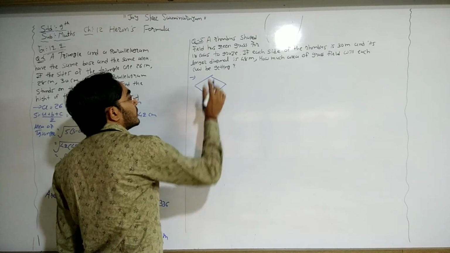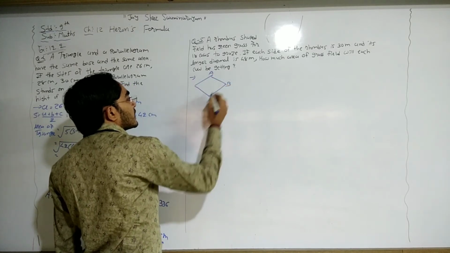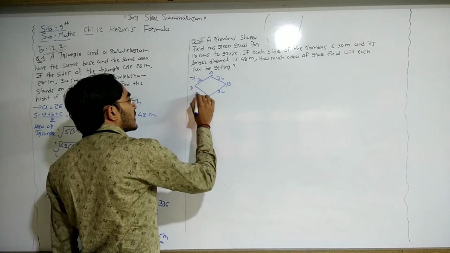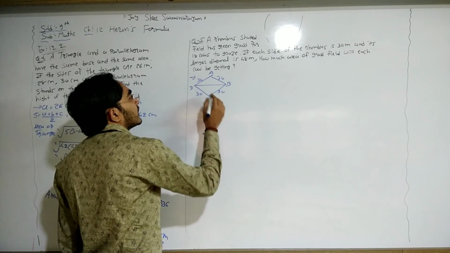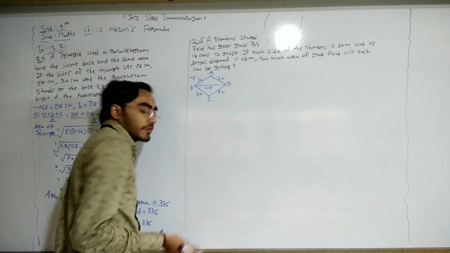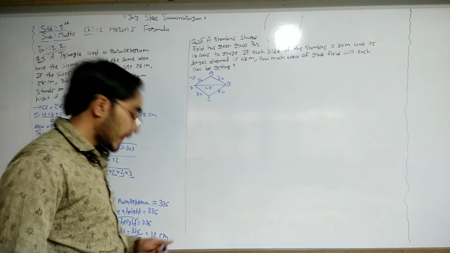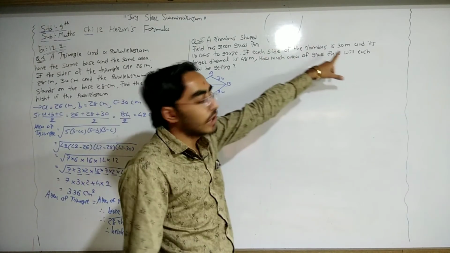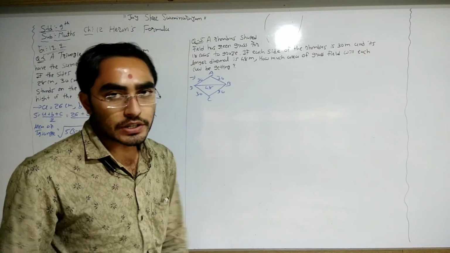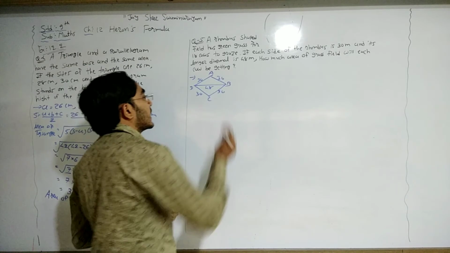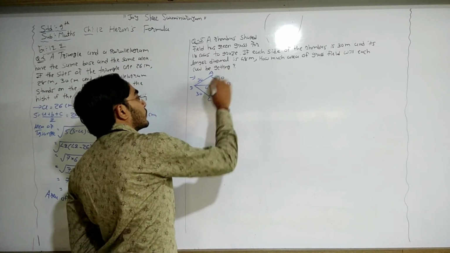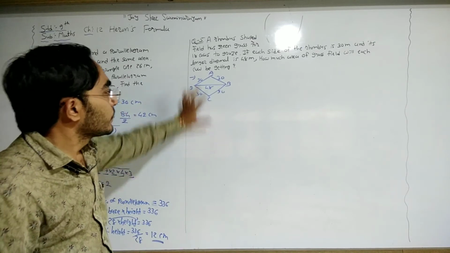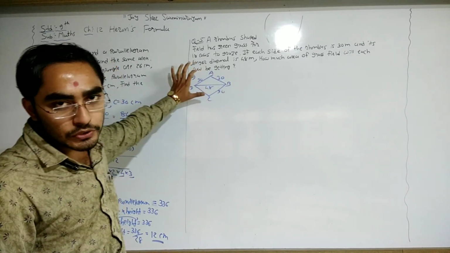Each side is 30 meters. Longer diagonal, 48. We know that in a rhombus all four sides are the same, right? So if one side is 30, then all sides are 30, 30, 30. And one diagonal is given to us, the longer diagonal, which is 48. Now we need to find the area of this rhombus.